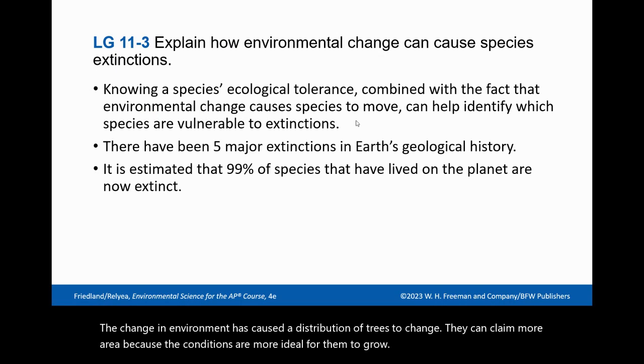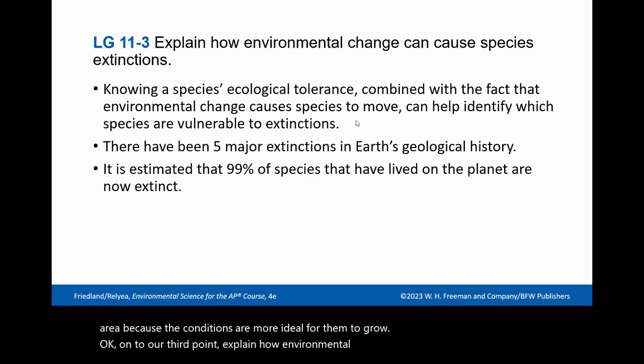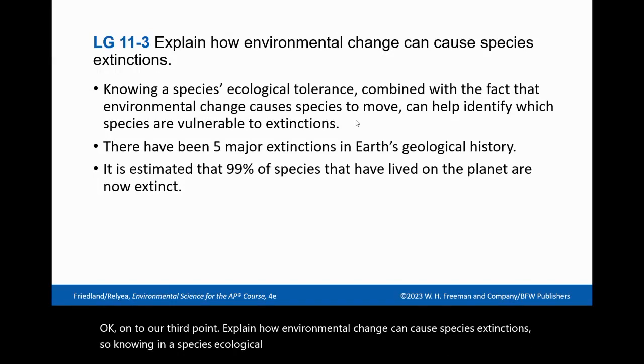Okay, on to our third point. Explain how environmental change can cause species extinctions. So, knowing a species' ecological tolerance combined with the fact that environmental changes cause species to move can identify which species are vulnerable to extinction.